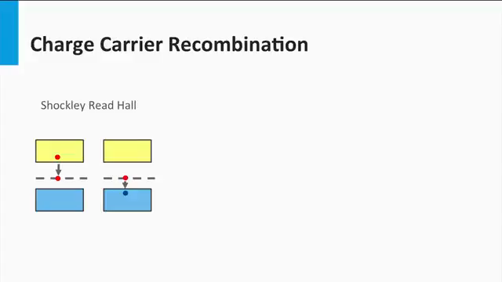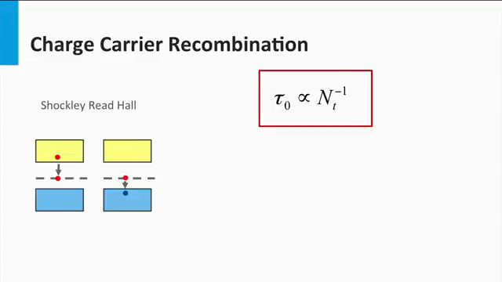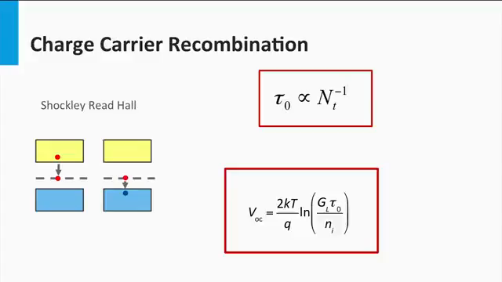Shockley-Read-Hall recombination depends logically on the defect density. In the simplest approximation, the minority charge carrier lifetime is reciprocally dependent on the defect density Nt. This means the larger the defect density, the shorter the lifetime and the smaller the open circuit voltage. The defect density limits the extent to which the quasi-Fermi levels can be split.